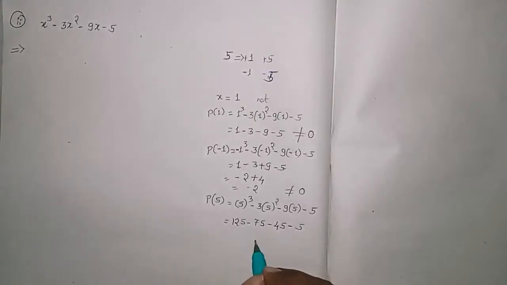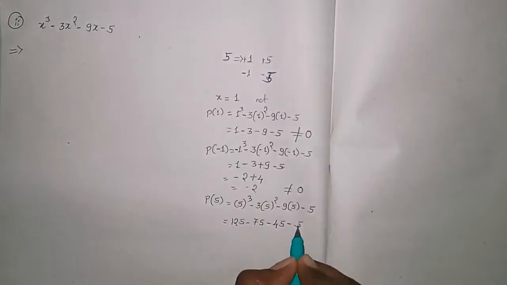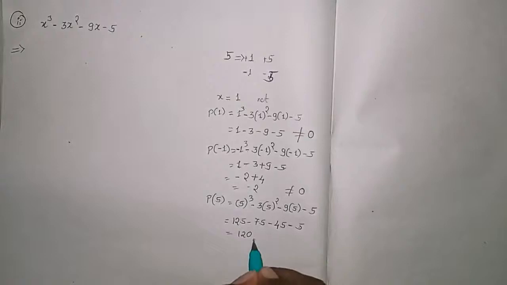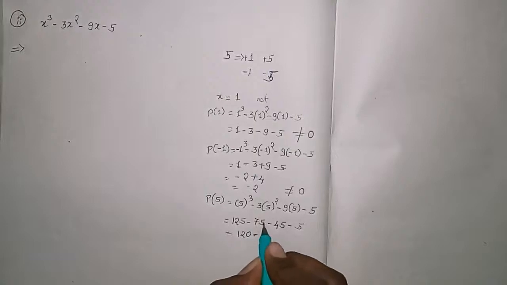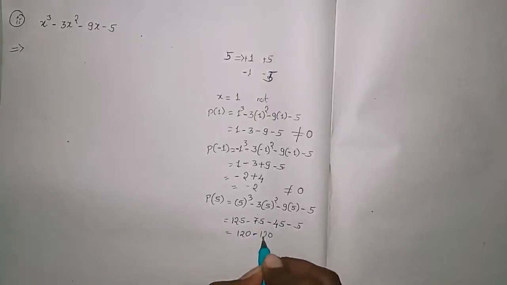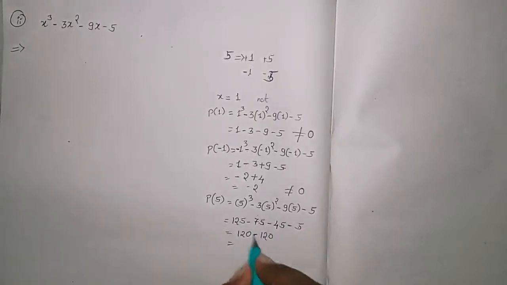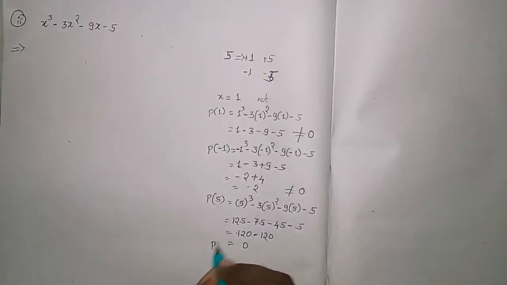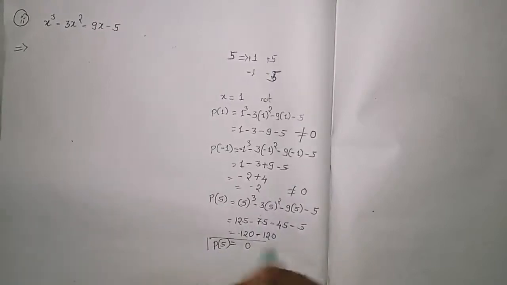Now you can subtract: 125 minus 5 is 120, minus 75 and minus 45. Minus, minus, you have to add the terms and use the sign as negative. 0, 7, carry over is 1, 7 plus 4 is 11, 11 and 1 is 12, so 120. That means positive 120 minus 120 will be 0. So p of 5 we got as 0.